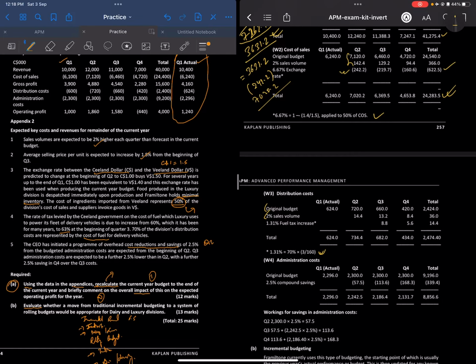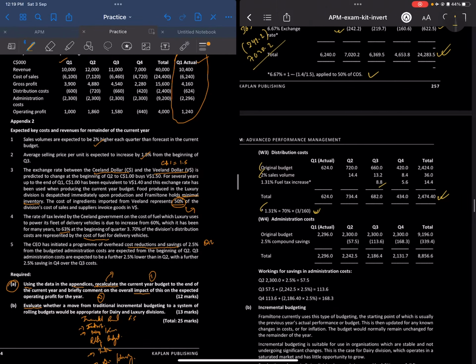So how much is it increasing by? It's increasing by 1.31%. Okay, that is from Q3. So that's why we just put that value in Q3, and our total costs will amount to 682 for the quarter 3. So similarly we could do it for the total as well.